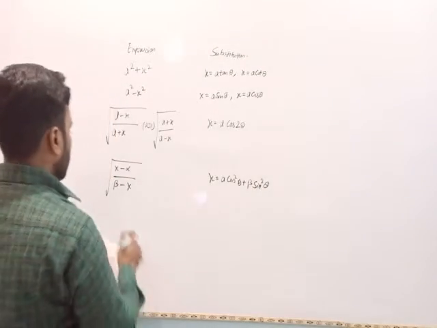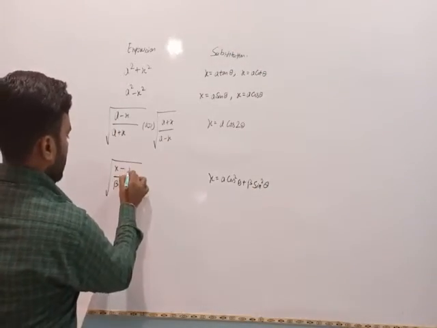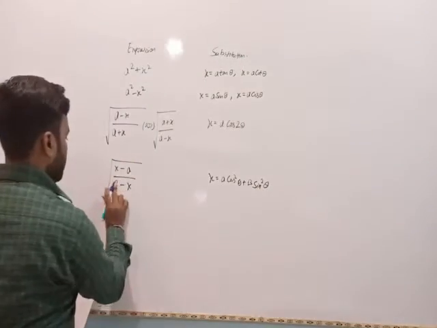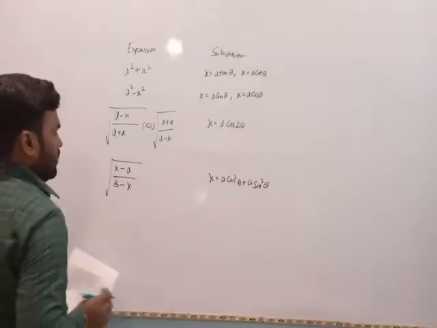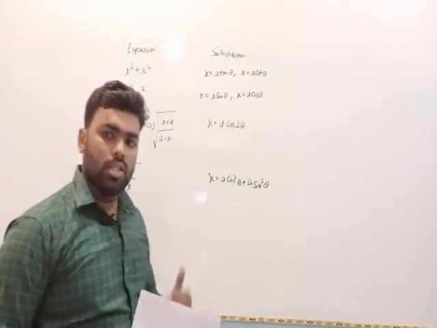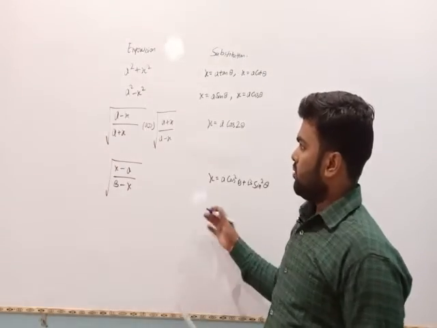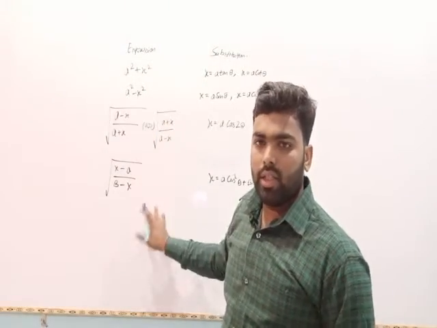Here this is a and this is b. So these are some common substitutions which we use for trigonometric substitution in simple algebraic expressions.